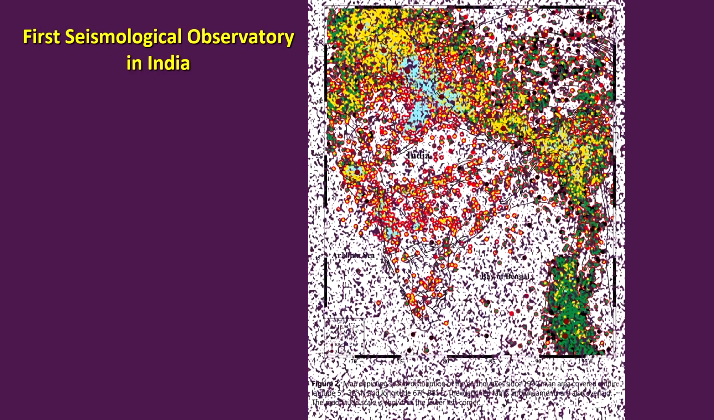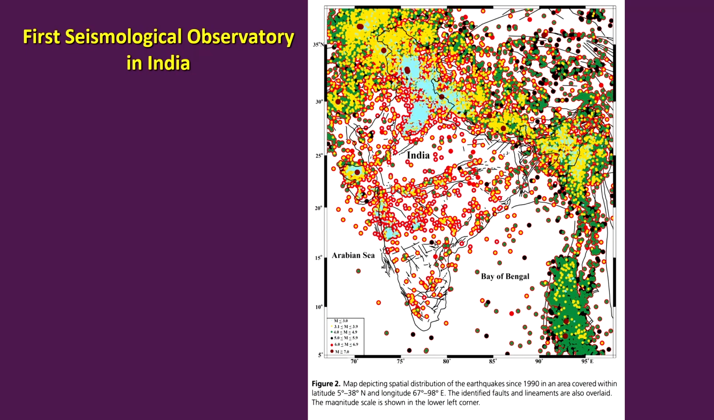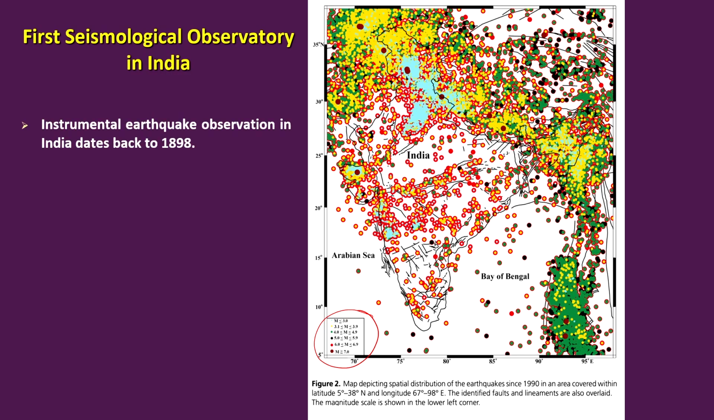Now, just to give information about the first seismological observatory in India. As you see in this figure, we have a number of earthquakes which have been mapped and plotted, measured by instruments, and you can see the legend here. It goes from micro earthquakes of less than magnitude 3 to moderate and large magnitude earthquakes.